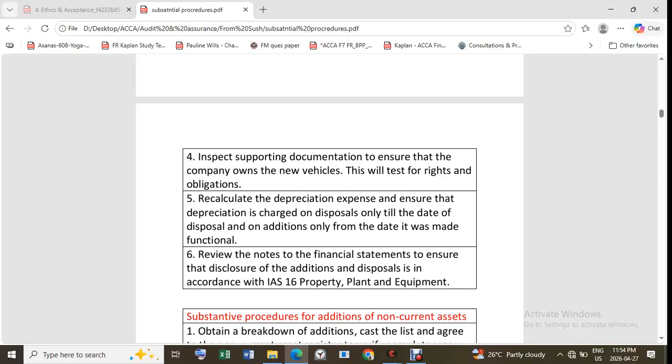Recalculate the depreciation expense and ensure that depreciation is charged on disposal only till the date of disposal, and on addition only from the date it was made functional. Review the notes to the financial statement to ensure that the disclosure of the addition and disposal is in accordance with IAS 16, property, plant and equipment.